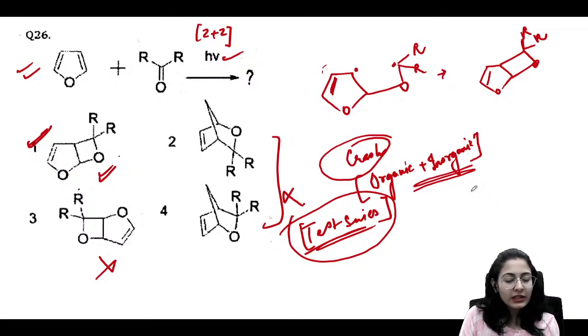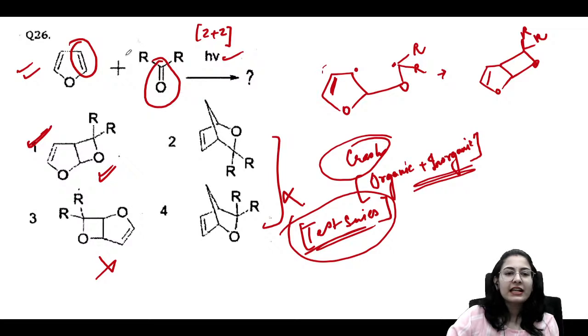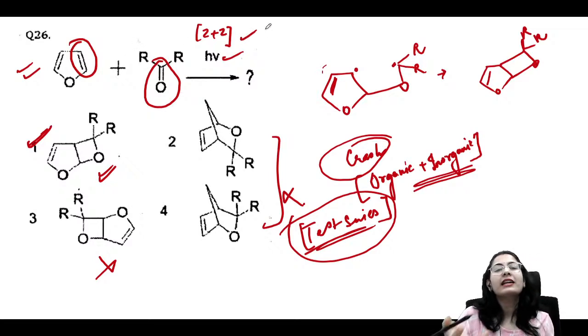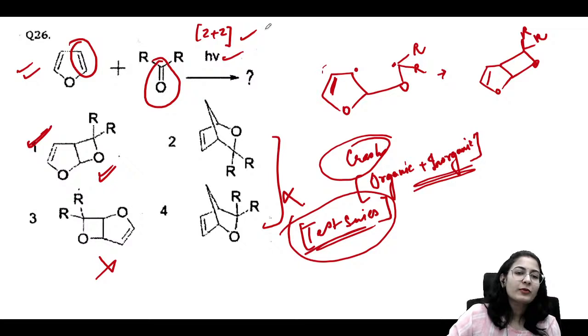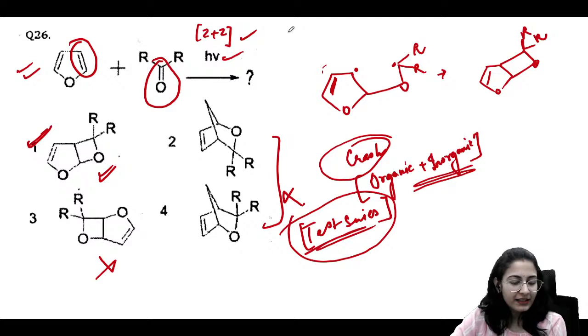It is Paterno-Bucchi reaction. Paterno-Bucchi भी consider कर सकते हो. Basically, what is Paterno-Bucchi reaction between a carbonyl and this alkene? That is Paterno-Bucchi. And a Paterno-Bucchi is a 2+2 cycloaddition in between an alkene and a carbonyl, right? So you can consider it both ways. Not a problem.